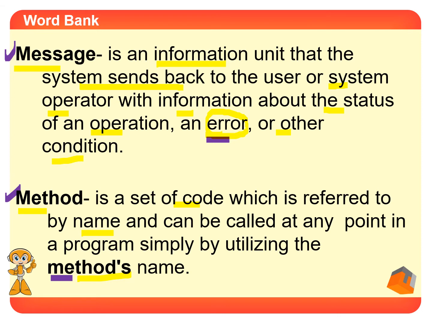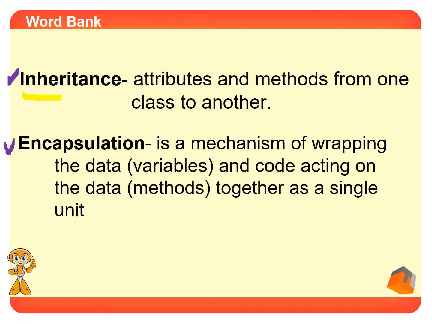We have here the word method. It is a set of code which is referred to by name and can be called at any point in a program simply by utilizing the method's name. We have here the word inheritance. These are the attributes and methods passed from one class to another. Inheritance in Java is a mechanism in which one object acquires all the properties and behaviors of a certain object.